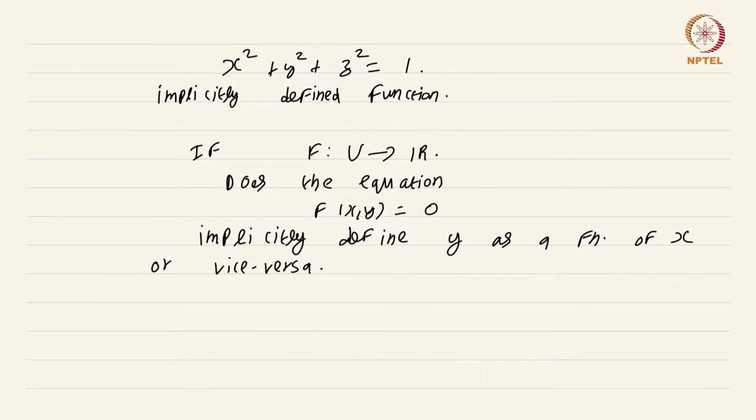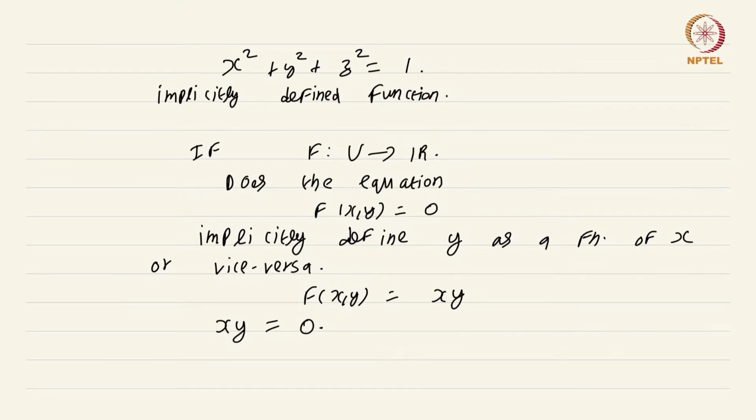Well, let's look at a simple function for which this will not be true. Consider f of xy to be xy, and look at the equation xy equal to 0. Now, no simple manipulation like what we did for the unit sphere is going to obtain y as a function of x or vice versa. That's clear. We can actually make this precise.